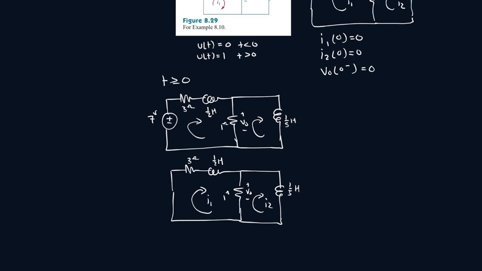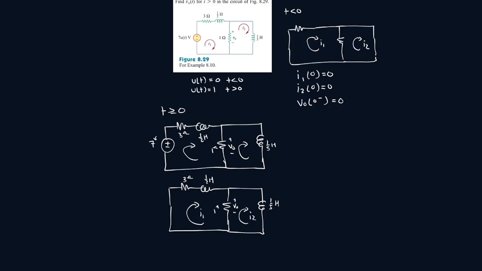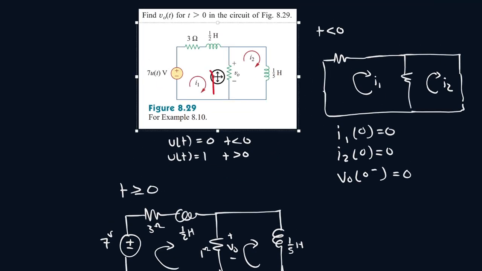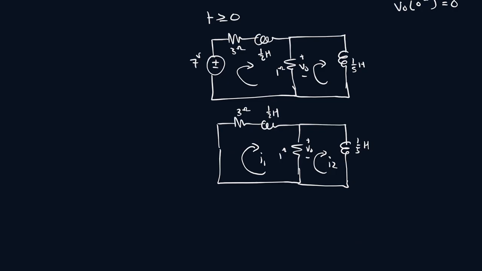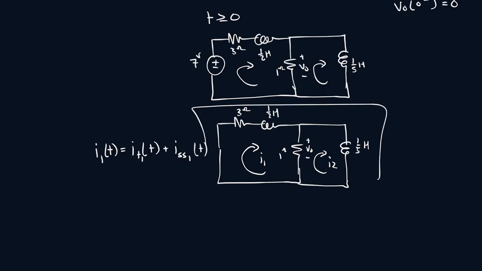Okay, so right now we're going to first try and find a formula to represent I1, then I2, and then we can find VO after that. So I1 is going to be equal to the transient current of I1 plus the steady state of I1. Right now this is going to give us this value, and then we'll find the steady state, add them up, and we'll get our I1(t).